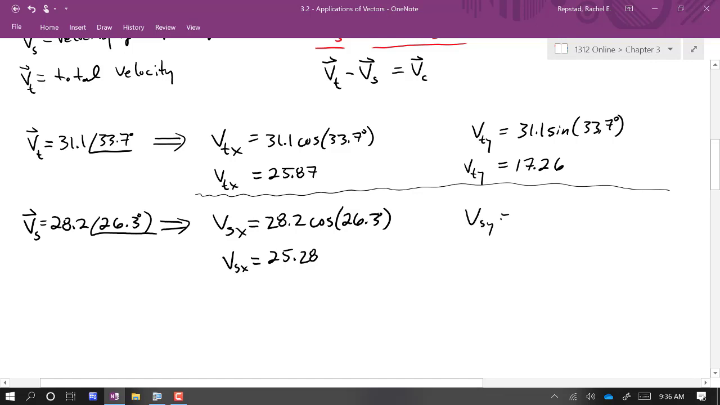And the y component will be 28.2 times sine of 26.3 degrees.